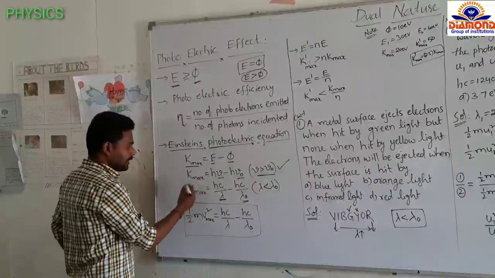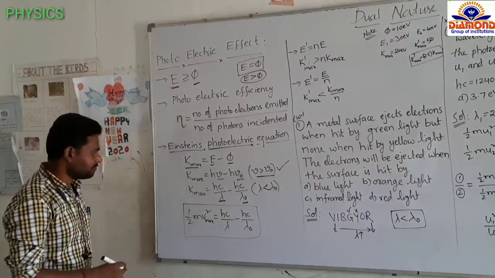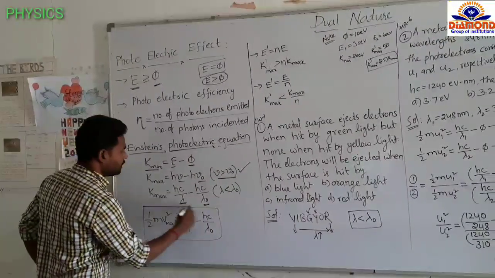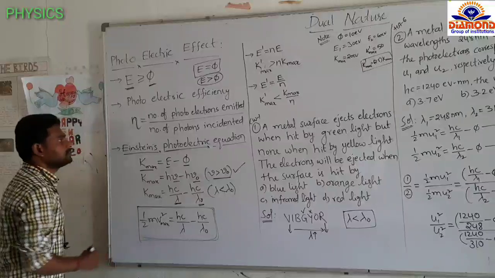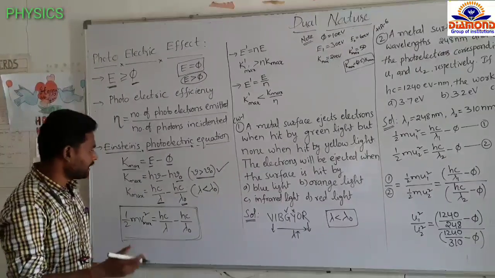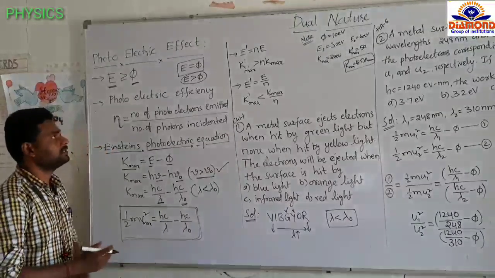So the final kinetic energy formula: we already know half m v square. Half m v square max equal to hc by lambda minus hc by lambda naught. This is Einstein's photoelectric equation. Remember this formula. This is an important formula. We can expect a question based on this this year.